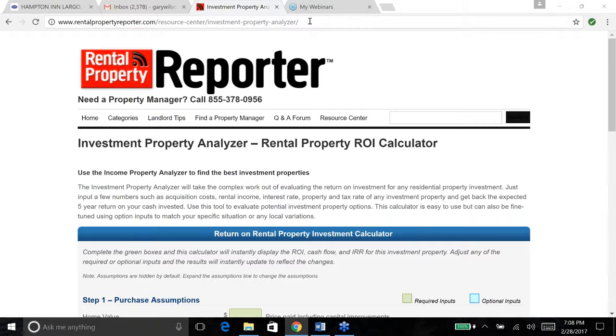You can see the link up here, the URL. If you're able to do a snapshot or a screenshot on your computer, go ahead and do that, but you should have it in your material too. This one is more of a financial calculator. I'll explain what I mean by that as we go through it.